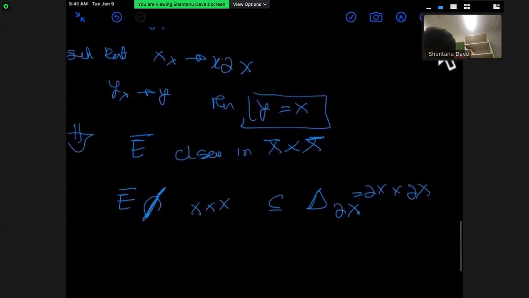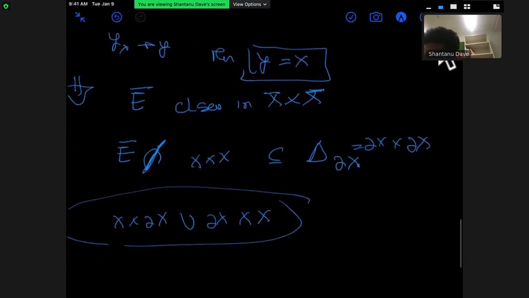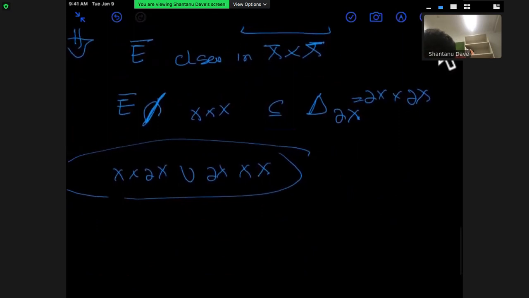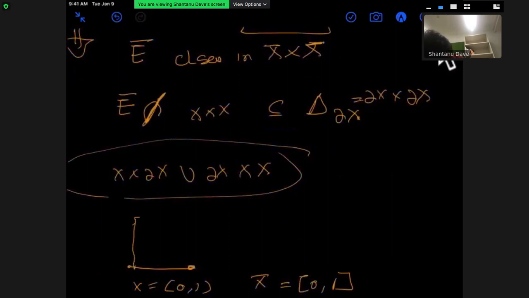Usually the boundary of this whole thing is X cross delta X union delta X cross X. So this is what you have at infinity, right? Let me make an example. If my example is the interval (0,1), then X is (0,1) and X bar is the closed interval [0,1]. When I take the product, X bar cross X bar is the closed square.